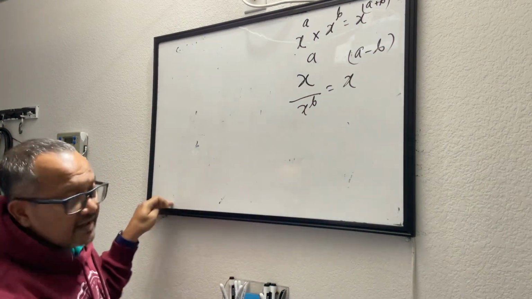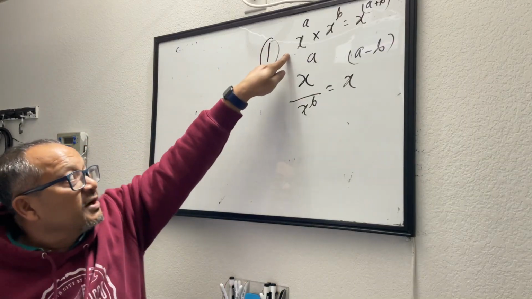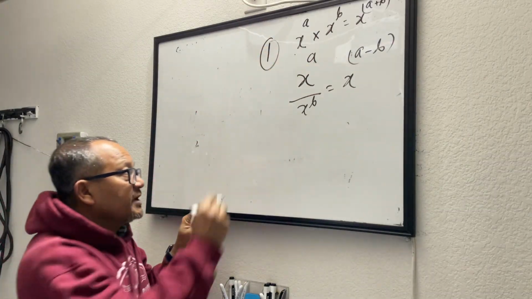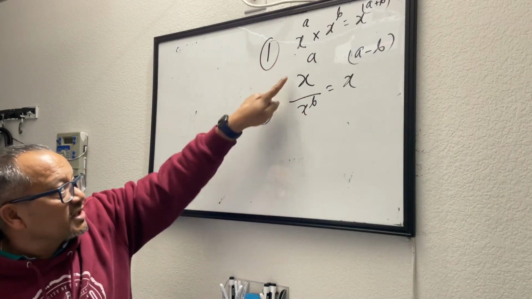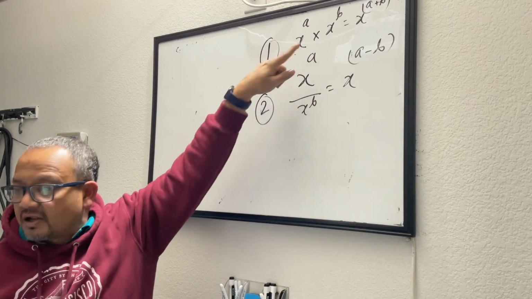So now these are the two rules. Rule number 1: if I am multiplying one exponent with another exponent and both have the same base, the power gets added. Rule number 2 says: if I am dividing one exponent by another exponent and the bases are the same, the power of the denominator gets subtracted from the power of the numerator.